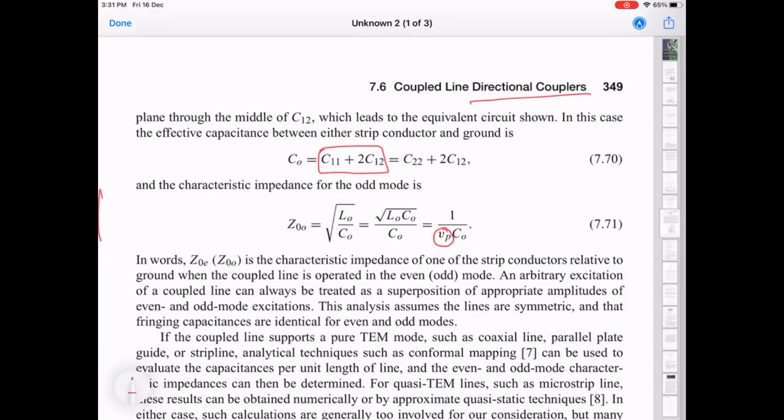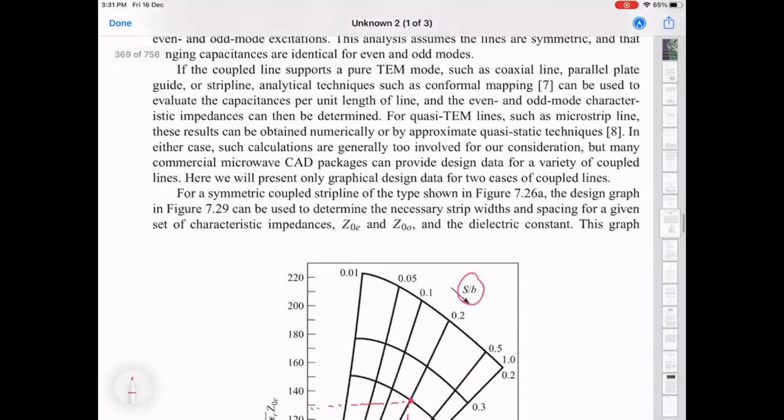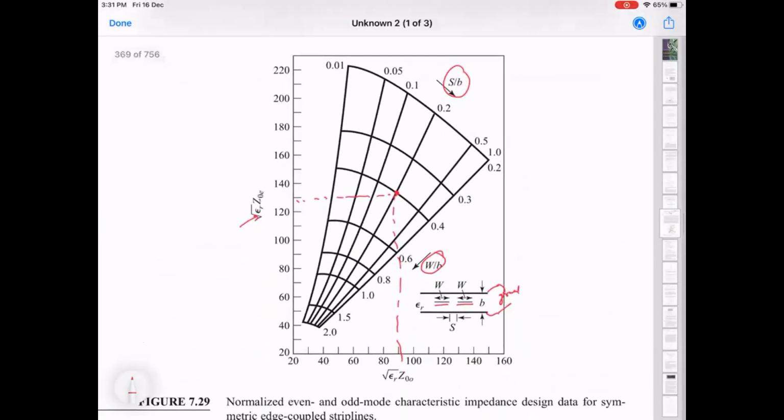It will come down, right? So when the transmission lines start interacting, the odd mode capacitance per unit length goes up. That means the impedance will come down for the odd mode. So that explains that with larger distance, the odd mode impedance is only going to go up and vice versa.